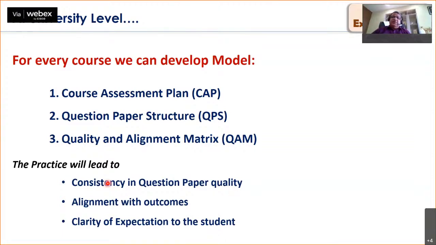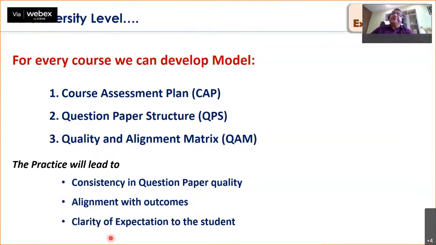Okay, so there is no question of saying this time the question paper was easy, last time it was very difficult. No, because every time we are setting the question related to the same CO for the same marks at the same Bloom's taxonomy level, addressing the same PI code. So where is the question of tough question paper or weak question paper? Okay, so there will be consistency in question paper quality, and there will be alignment with the outcomes. So we are ensuring that for every CO there is a question.